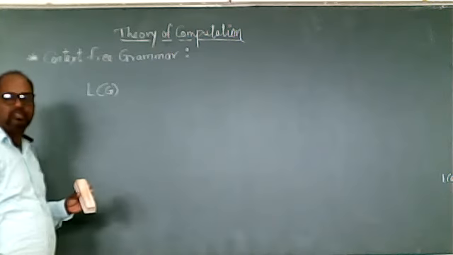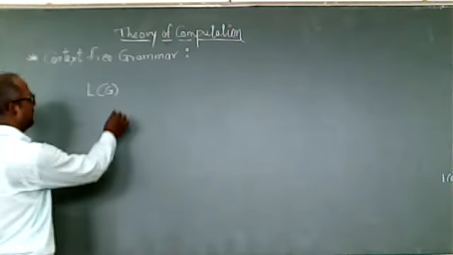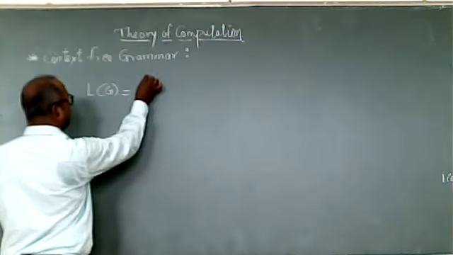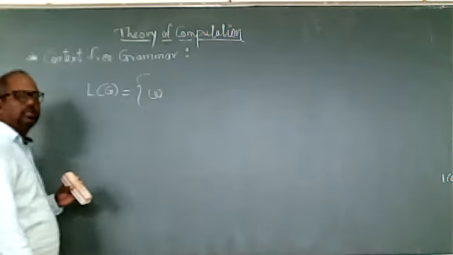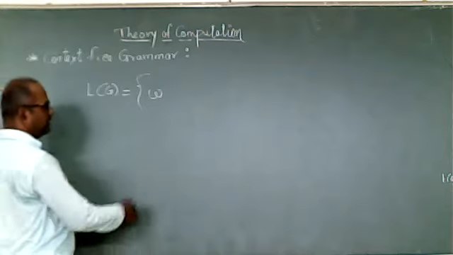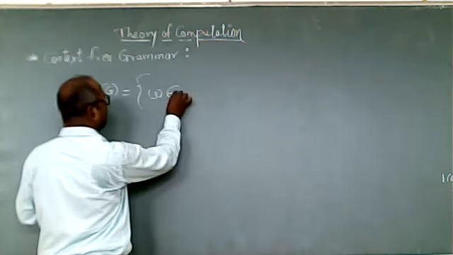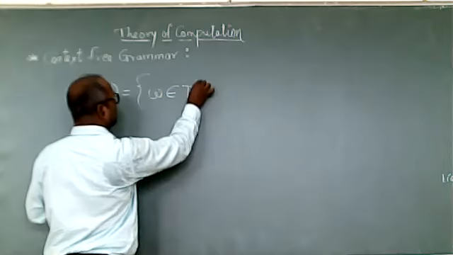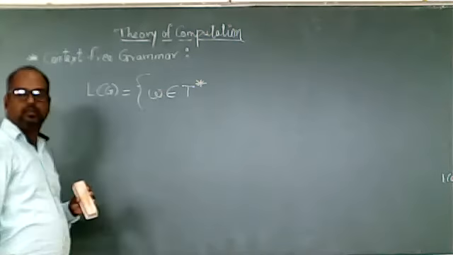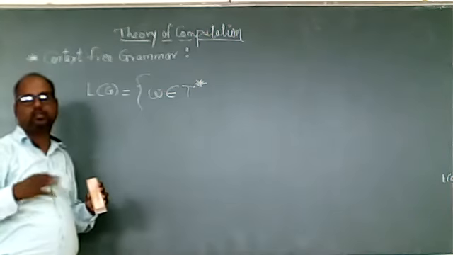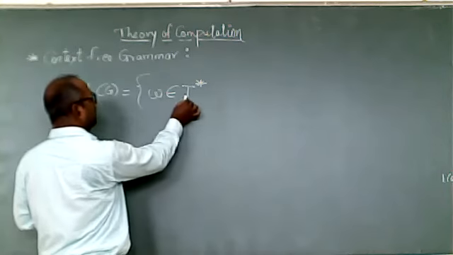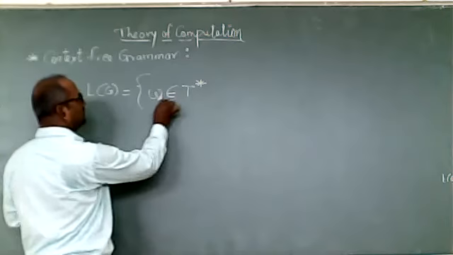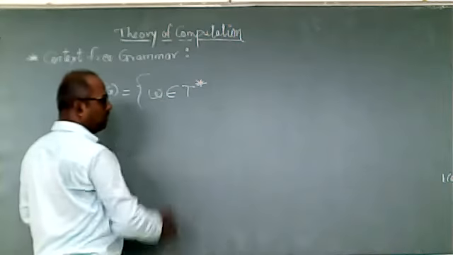the language which I am making with the help of the grammar can be produced, means the word or the string of that language is always made up of terminals. Star means what? Zero or more occurrences. So the string is made up of zero or more terminals.